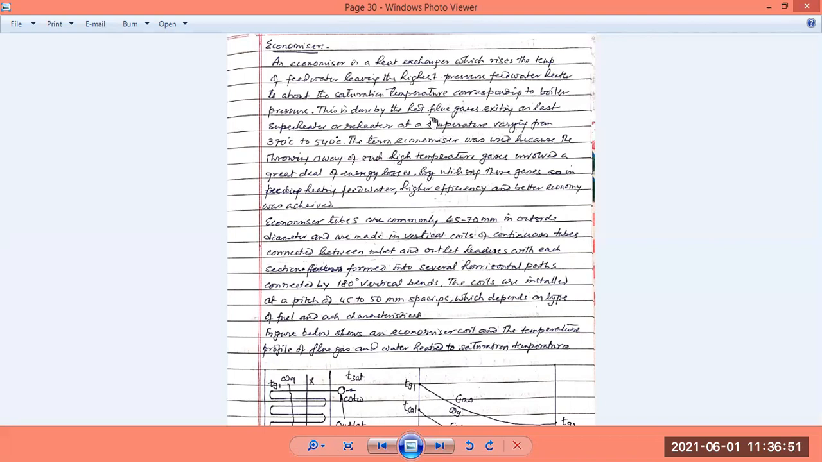Now, this is the heat exchanger. The supply of heat is done by the hot flue gases leaving the last superheater or reheater at a temperature varying from 372 to 550 degrees centigrade. It also works like a type of superheater or reheater.